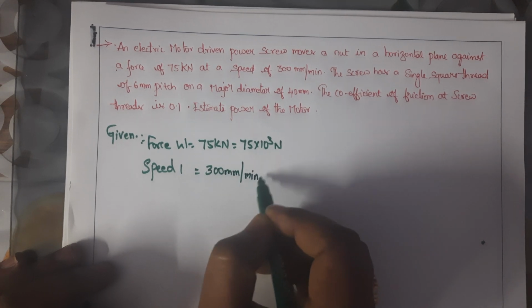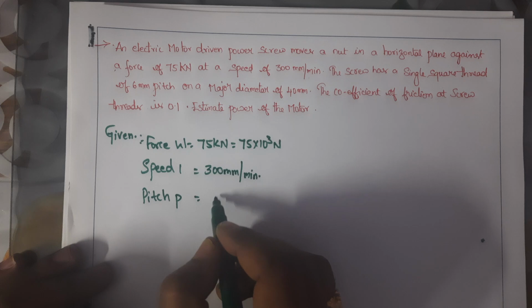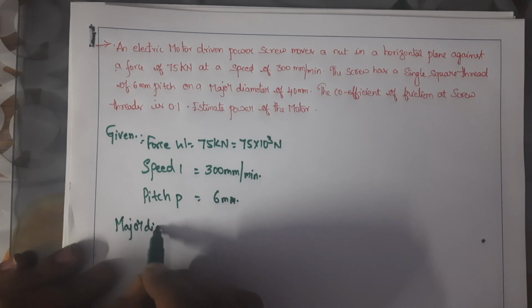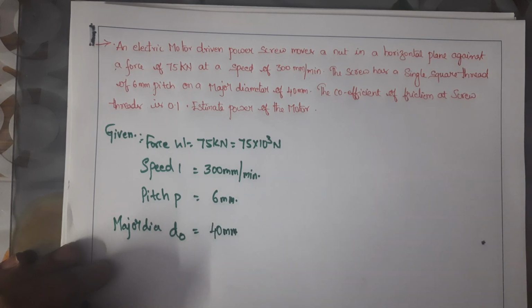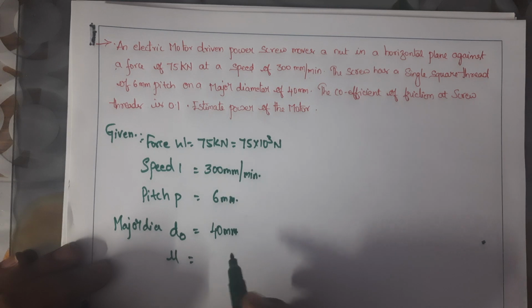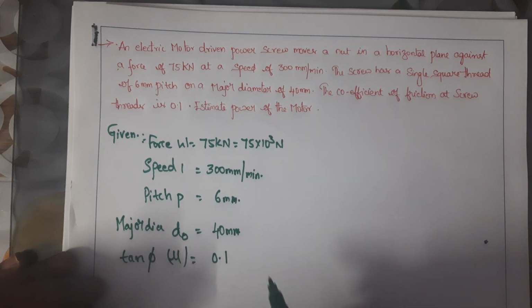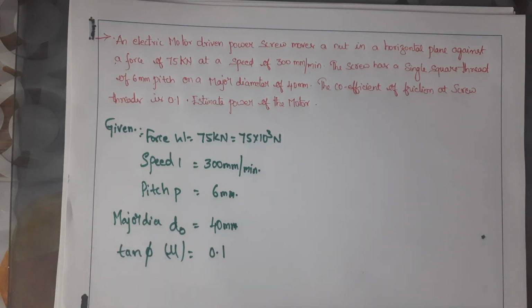Okay, next it is given as pitch, P is given as 6, and the major diameter, that is D naught, is given as 40. Next he has given us the coefficient of friction, that is the friction angle between screw and nut. Mu is given as 0.1, or you can write it as tan phi. So everything is known, and we have to calculate the power.